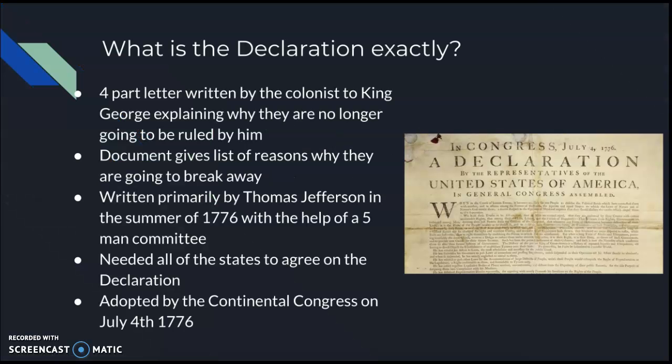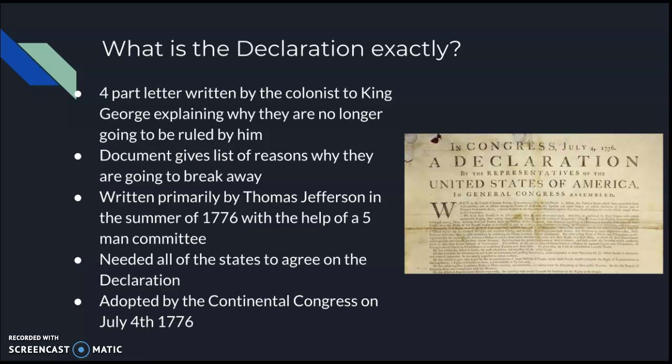So what exactly is the Declaration? It's a 4-part letter written by the colonists to King George explaining to him why they no longer want to be ruled by him. If you recall from U.S. history, a lot of issues occurred before the War of Independence occurred. The document itself gives a list of reasons and grievances against the king and why they want to break away.